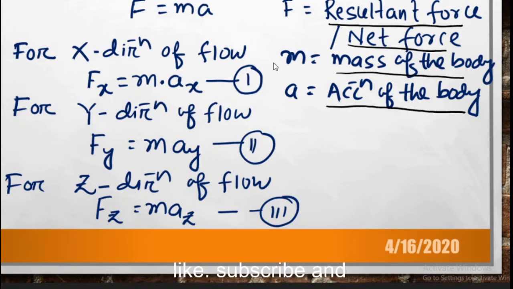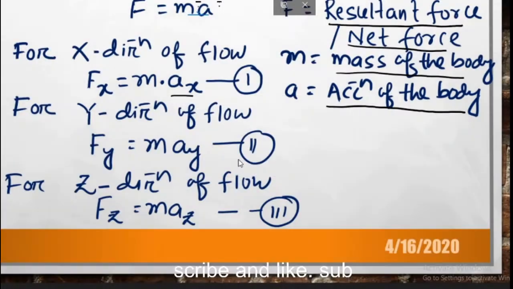And this a is called the acceleration due to gravity. If you want to write the force in the x direction, it is m into a_x, the mass of the body times the acceleration in the x direction. In the y direction, the force will be equal to mass into acceleration in the y direction. Similarly, you can write it in the z direction.